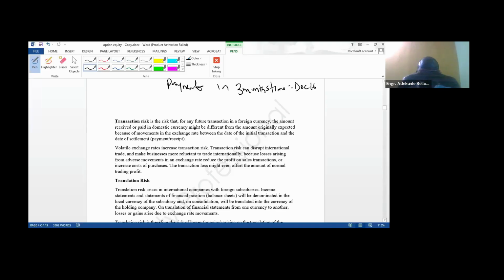Number 2, translation risk, also known as translation exposure. Translation risk.